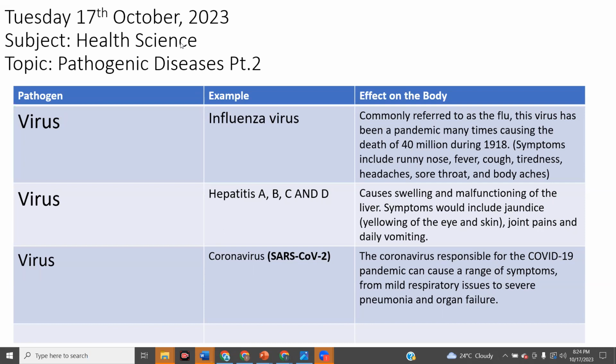Namaya, go ahead. Would chickenpox be one? No, chickenpox is not caused by a virus. There's 3 on the screen. She mentioned COVID. Taya, give me an example of a pathogenic disease caused by a virus. Hepatitis. Thank you. Tanaz, give me an example. The flu. Very good.